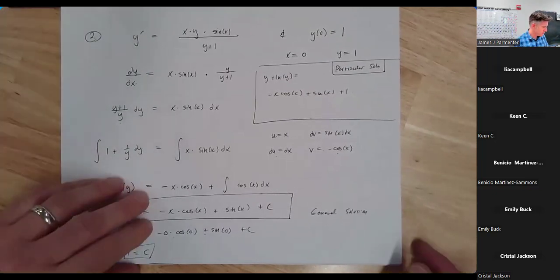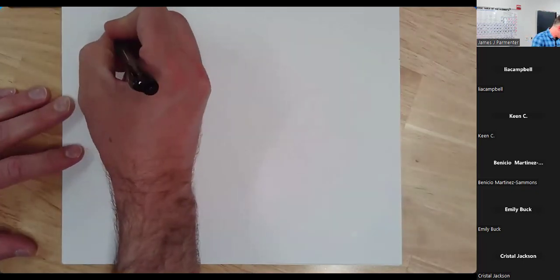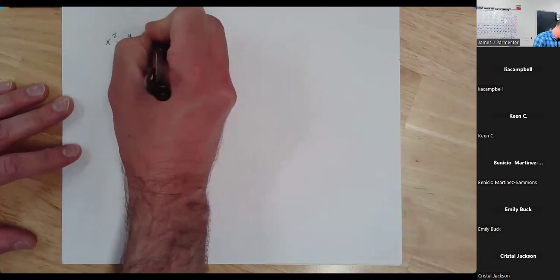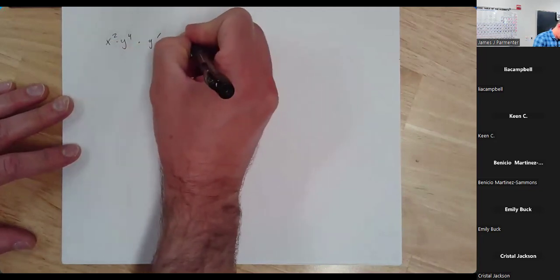Okay. More. Let's look at this one, which is much less nice looking. x squared times y to the 4th times y prime minus 3 equals y to the 5th.